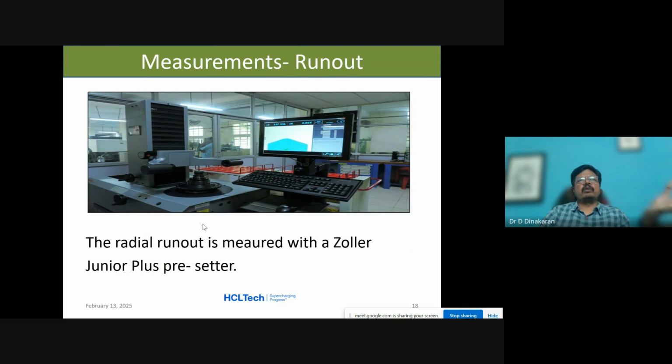Once the tool is mounted in the CNC machine, to measure the runout, the Zoller presetter is the instrument that is used for measuring the runout of the tool when it is placed in the CNC. So that we can measure it, and theoretically this is the reference value for me, and what is the corresponding vibration for this runout that I could measure.